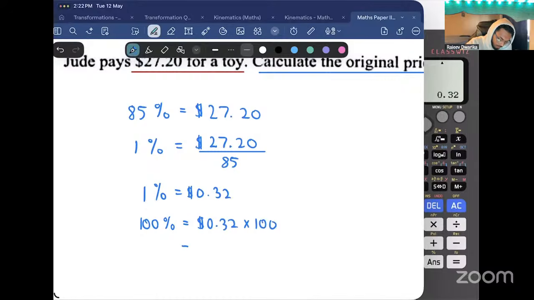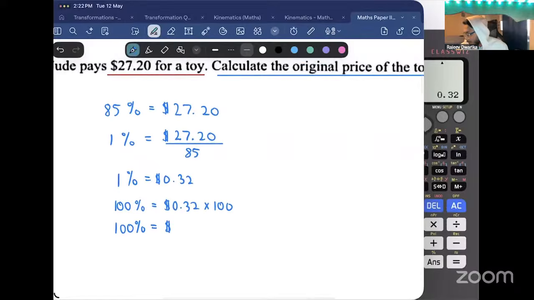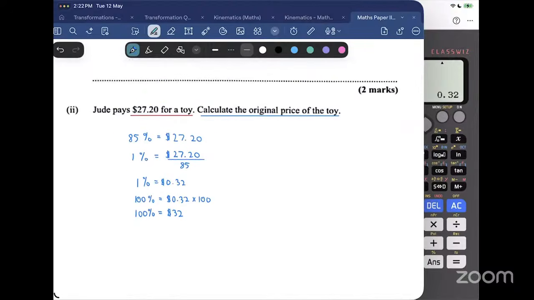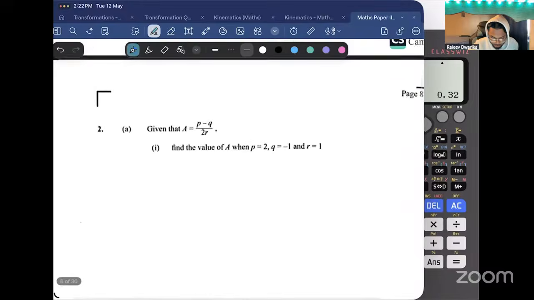And when you do that, what will you get, guys? $32. You all got 32? Yeah, I think so. Okay, nice. Right, I'll move on.